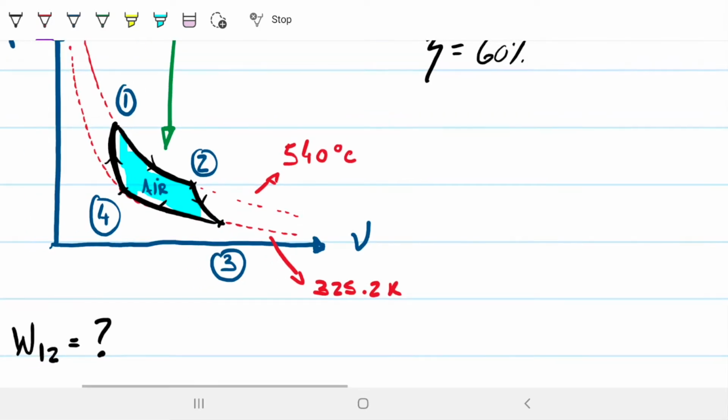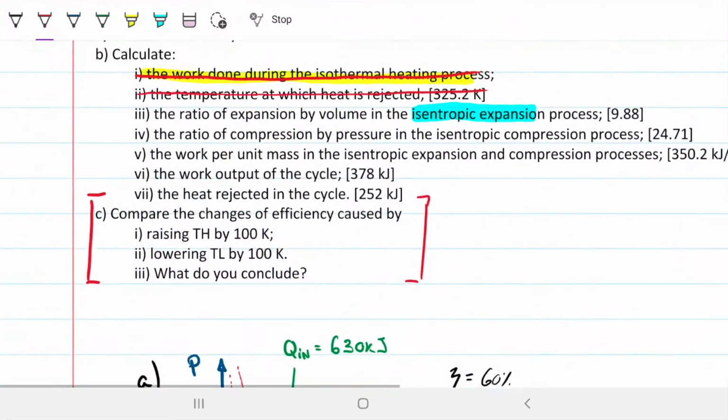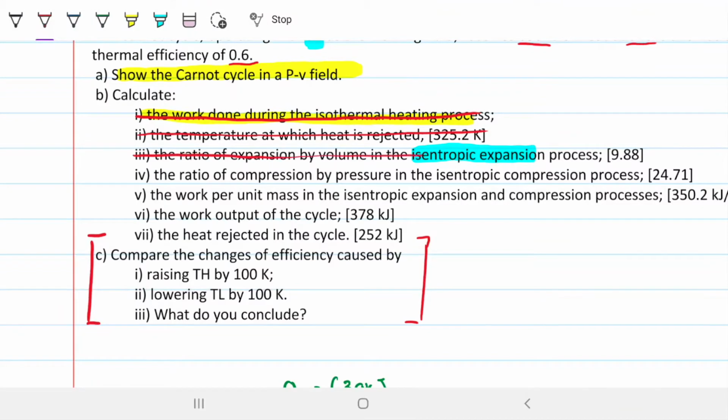Oops, that's just going to stay there. Cool. So that's that. Next one. This is done.